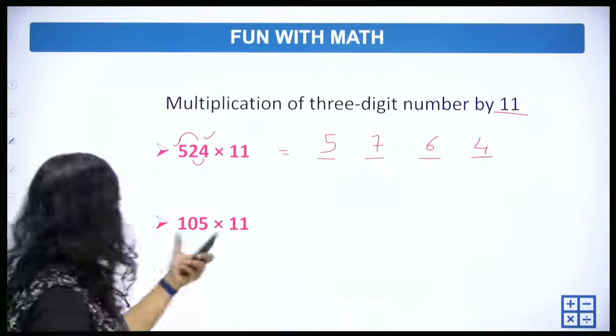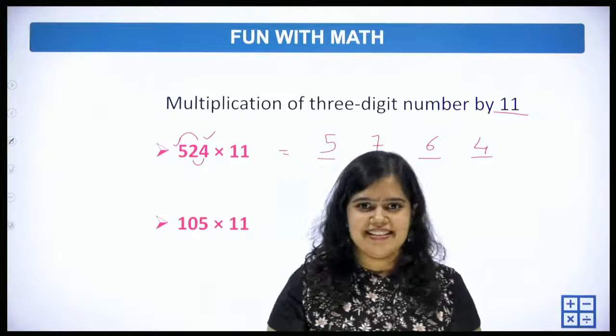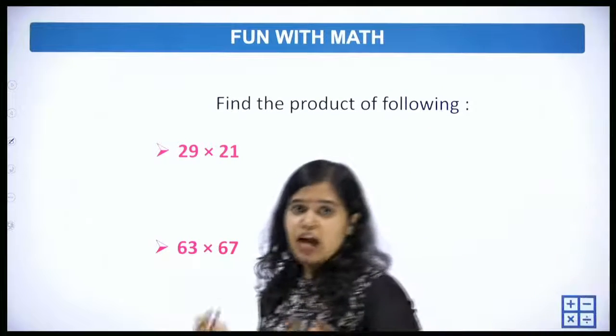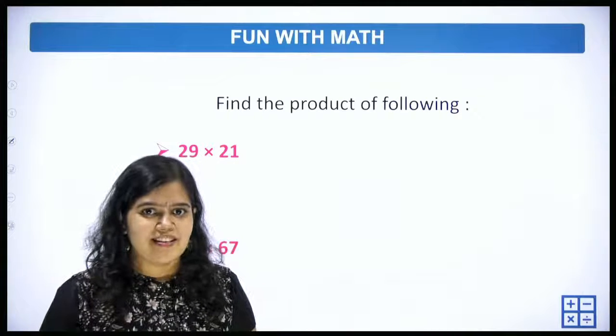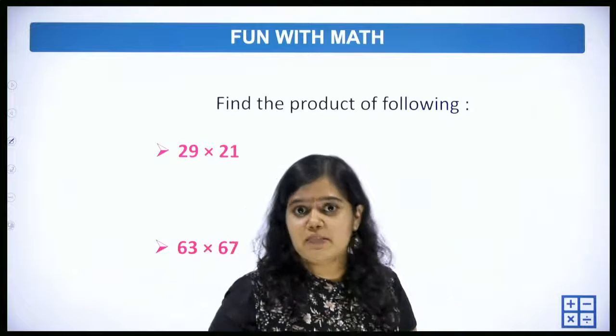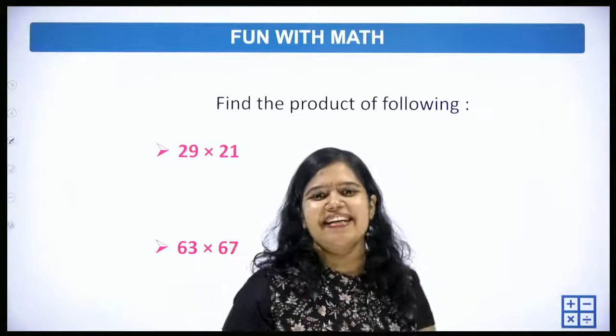Try to solve 105 into 11 as your homework. Okay? Yeah. 29 into 21. So, how will we multiply such numbers? Multiplying by 11 and multiplying by 5 are done. Now, we have random numbers and how are we going to multiply them easily? Let's look into that now.